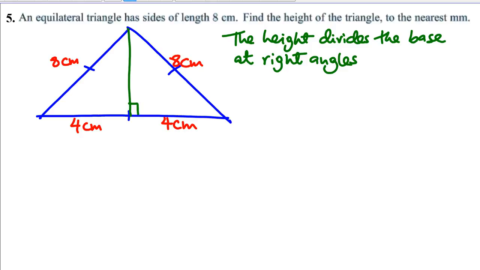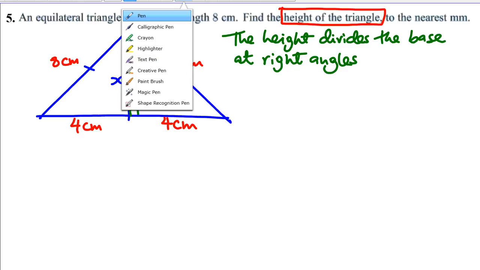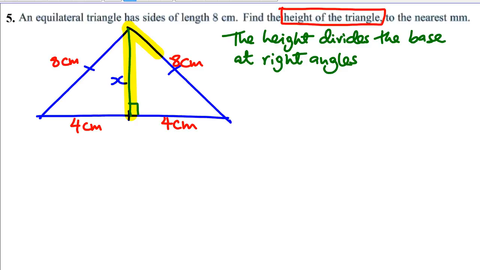They want us to find the height of the triangle. So let x be the height of the triangle. If we focus on this part of the triangle here, we can use the Pythagorean relationship to find the height. Remember, x is the shorter side here. So when you're finding the shorter side, you subtract. So we'll have x squared is equal to 8 squared minus 4 squared.